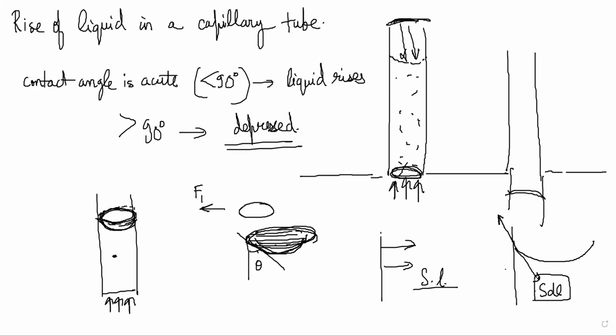Liquid pulling the solid like this. By Newton's third law, the solid will pull the liquid like this, right? If the liquid pulls the solid, the solid will pull the liquid by the same force. Because we are considering the free body diagram of this portion, we will consider the force that the solid exerts on the liquid. We'll not consider the other one, because that is the liquid applying force on the solid.